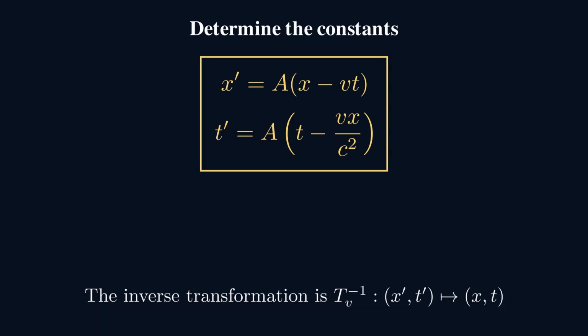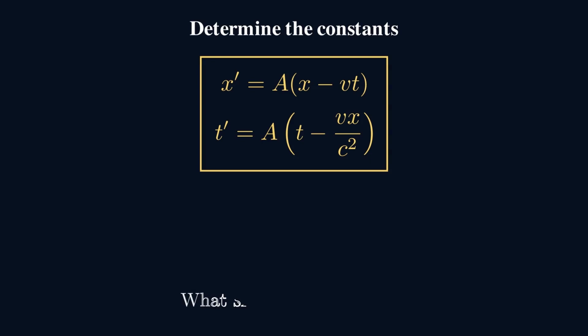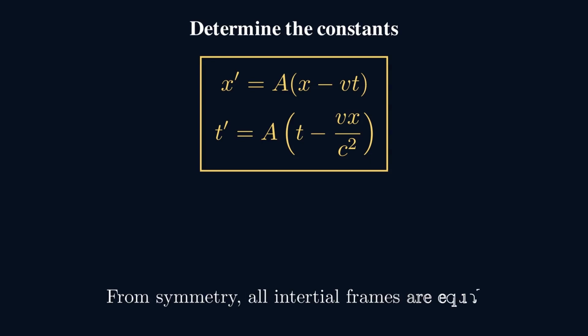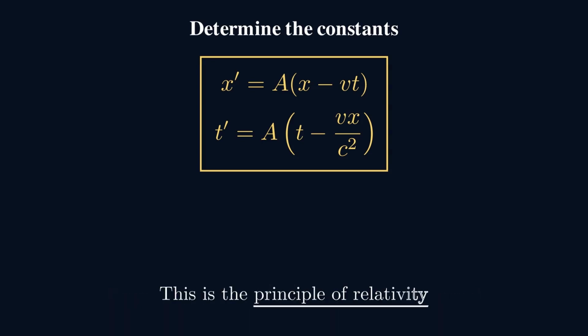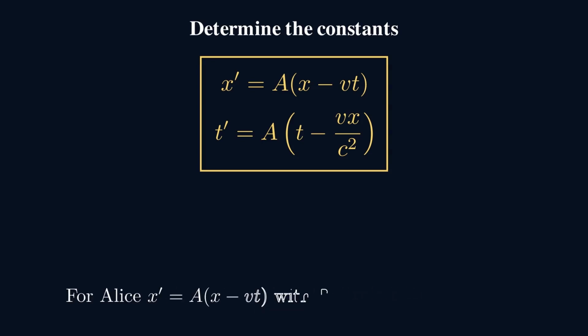Now the inverse transformation, which I'm writing as T_v to the minus 1, would take us from x prime, t prime back to x, t. Now what should this look like? Here is where we require a third principle, and it is related to symmetry in that no inertial frame is special. And we call this the principle of relativity. So what does it say precisely in this case?